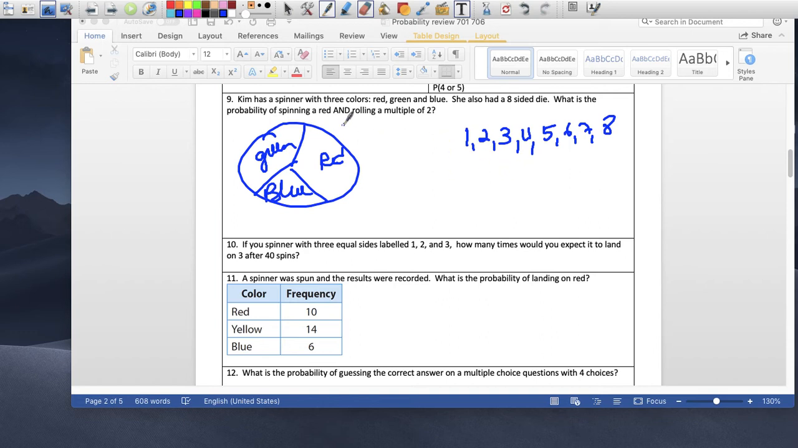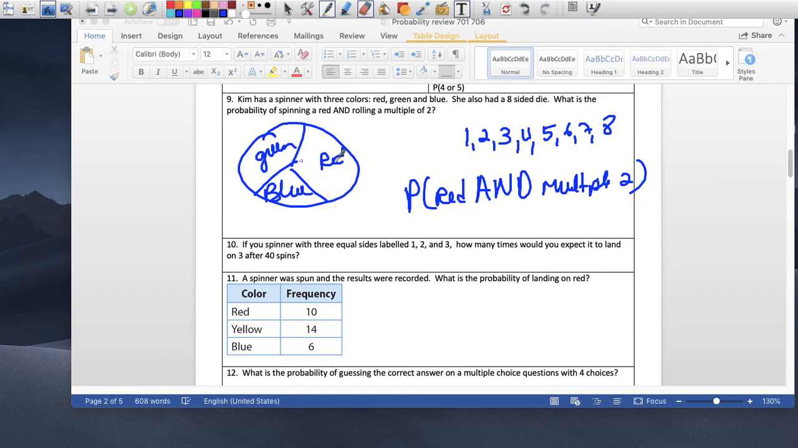What's the probability of landing on red and rolling a multiple of 2? So we want to get a red, and a multiple of 2. So if she does both things, she wins.